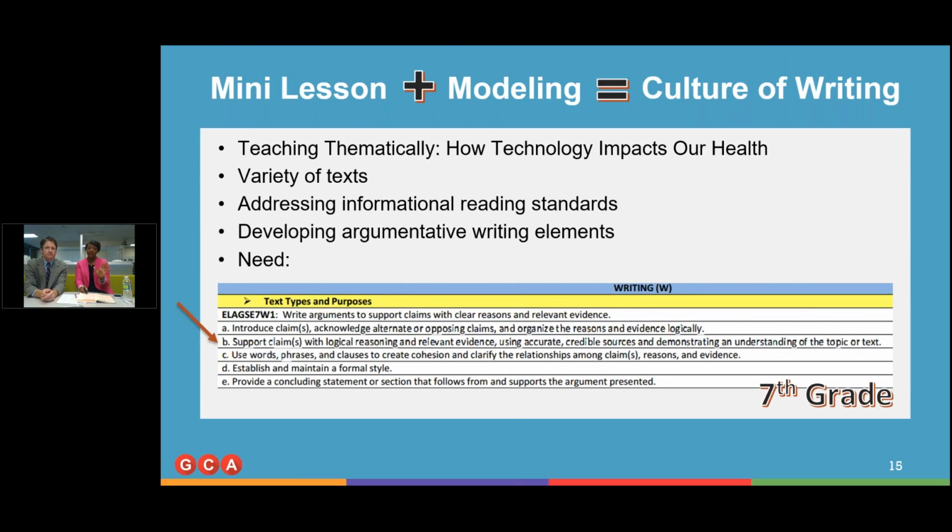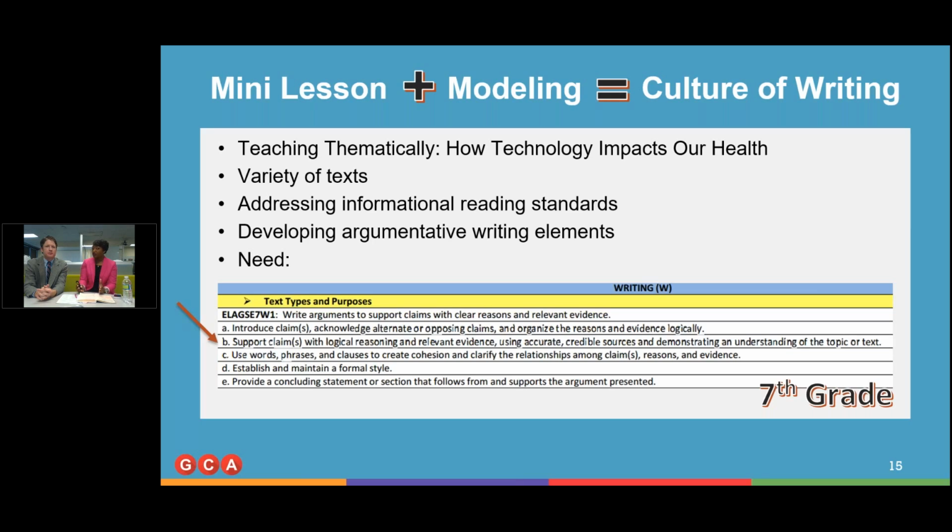So thinking about that kind of extended prompt and teaching thematically, we talked about that being one of our norms to building a culture of writing. We've landed on the theme of how technology impacts our health. So let's walk through an example of how we would approach this in terms of essential teaching components and the different processes and things that would be happening during this unit or theme. A variety of texts that would be connected to this theme.